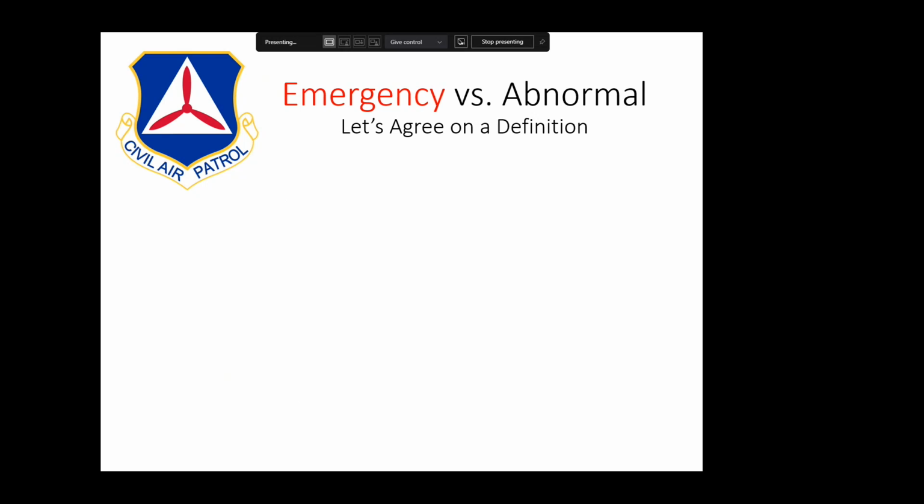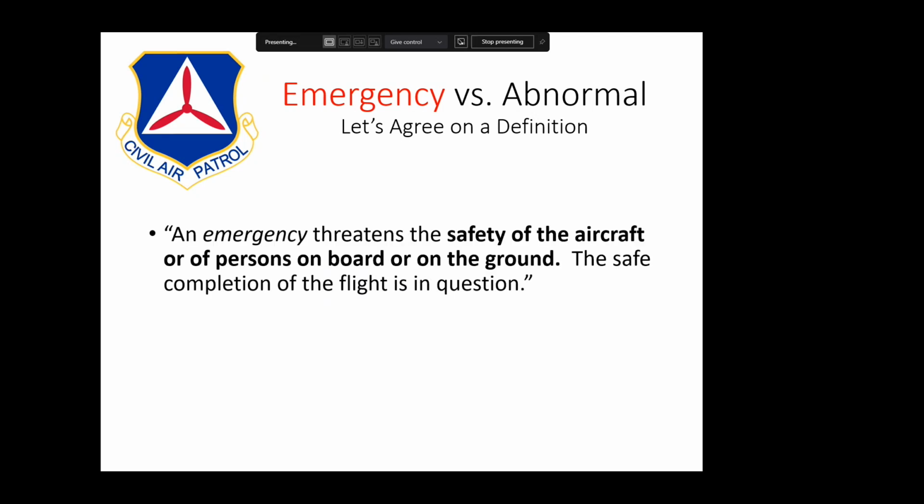Let's talk just briefly about emergency versus abnormal. I hinted at it earlier when I said currency and proficiency can make sure that the abnormal doesn't become the emergency. So for the purpose of at least this flight clinic, we'll say that an emergency threatens the safety of the aircraft or of persons on board or on the ground, and the safe completion of the flight is in question.